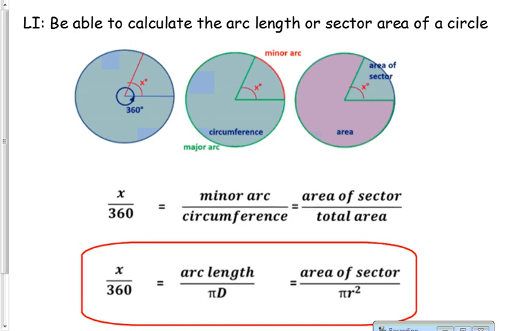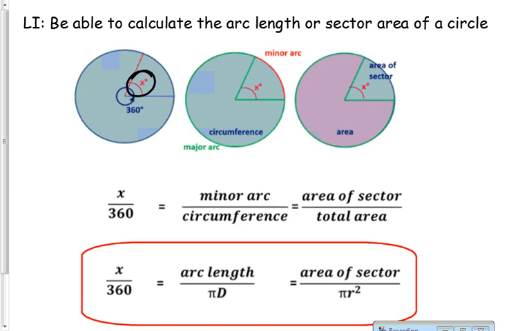So what we're actually doing is we're going to be looking at how we can calculate the arc length or the sector area of a circle. And what we have just done is establish the relationship that's shown on this slide. So we have our fraction. Our fraction is the angle of the sector, which is this bit here, x, divided by 360 degrees, which is the total number of degrees in a circle. That's our fraction. And that is the same as the arc length over the circumference of the circle. And it is also the same as the area of the sector divided by the total area.